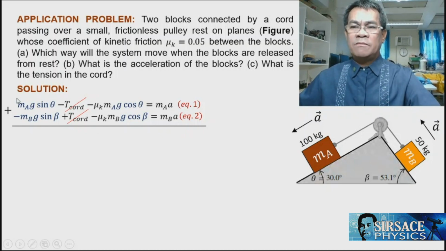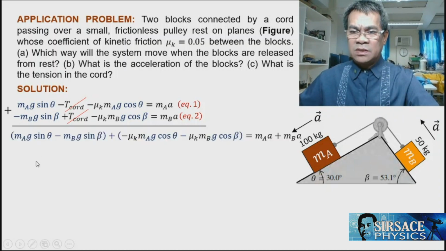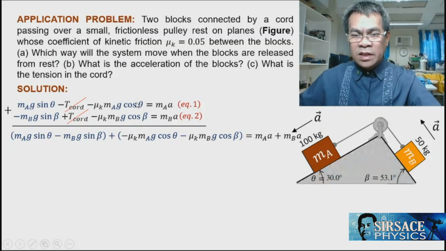If T was eliminated, then we can solve for A. So do the algebra. Add, whatever the sign, the same sign. So this will become mass A g sine theta minus g, mass B, sine theta. While T is already cancelled, everything should be put here, and this one should be here, negative.